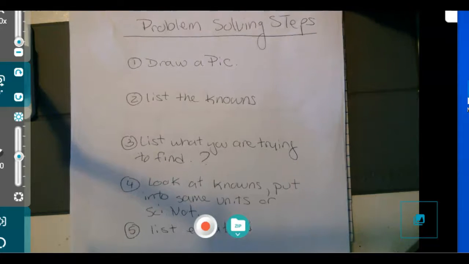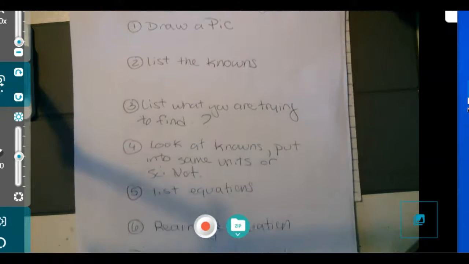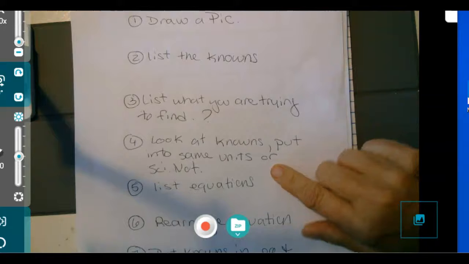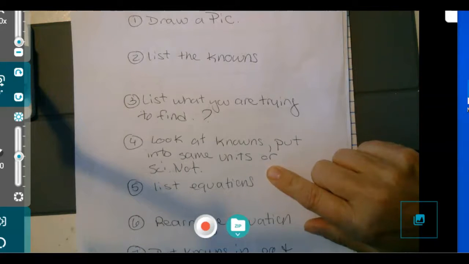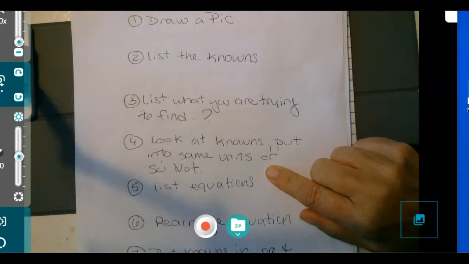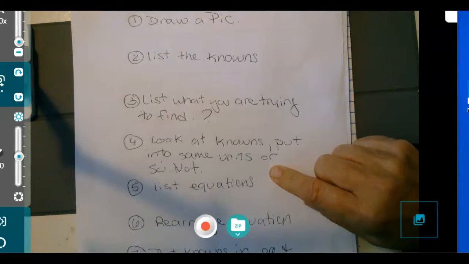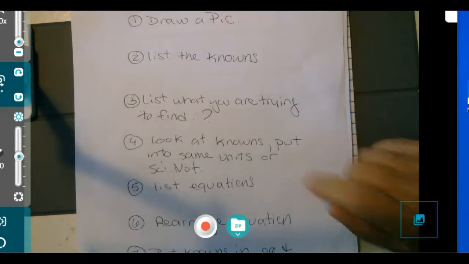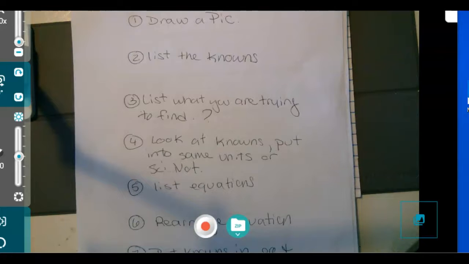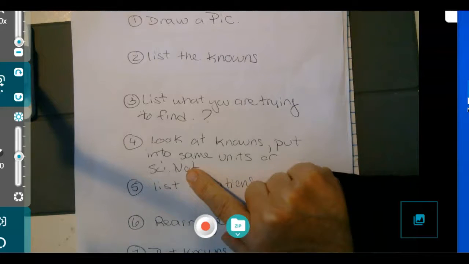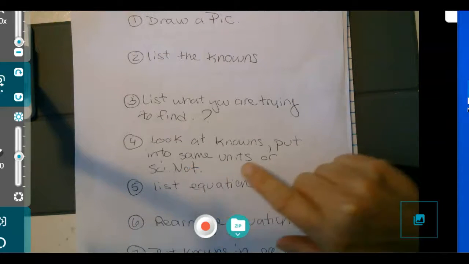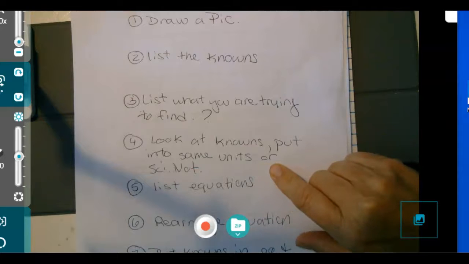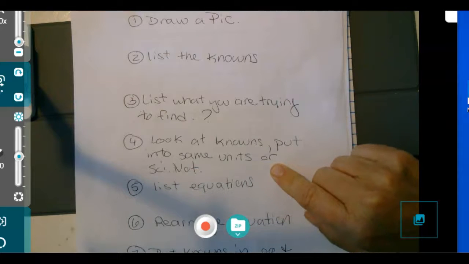Then you want to look at the knowns and make sure you're putting them into their units or their scientific notation, or if you need conversions. A lot of times they'll give you something in minutes or hours and you need everything in seconds, so you've got to convert. Sometimes you'll have stuff in kilometers, which means you have to put the scientific notation in there because you need it to be putting in the calculator in meters. Okay? So that's definitely a thing.